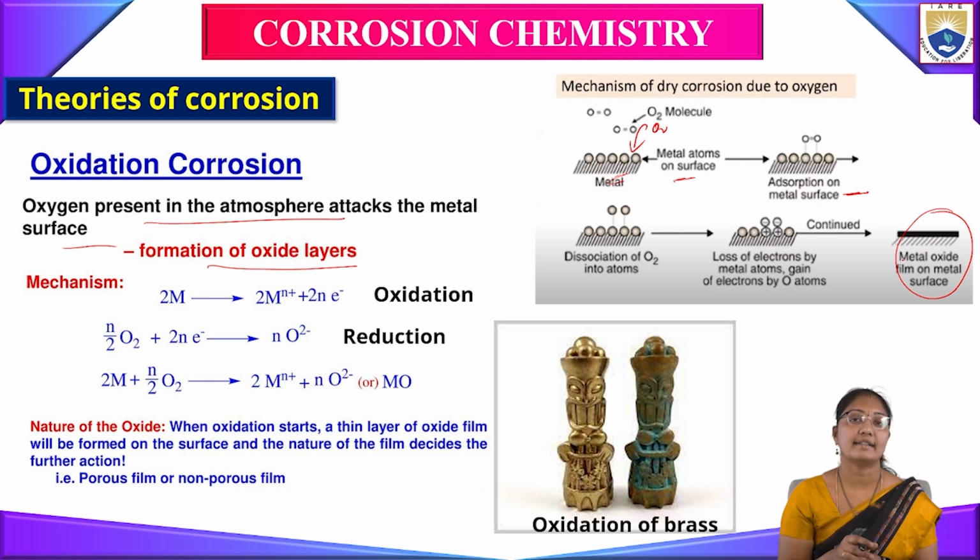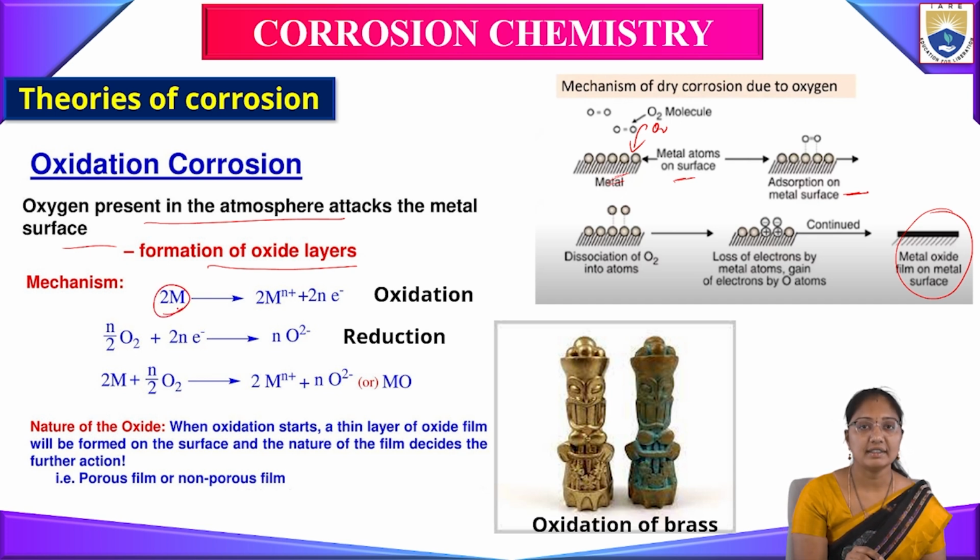So what is the mechanism involved in this reaction? 2M is the metal, which loses its electrons and undergoes oxidation. When it undergoes oxidation, the ions formed will react with the oxygen molecules, which undergo a reduction reaction.